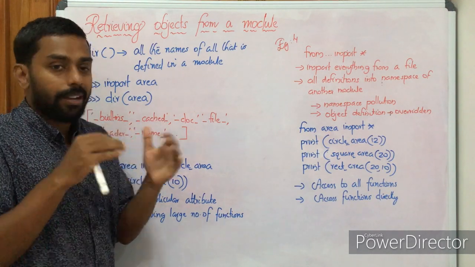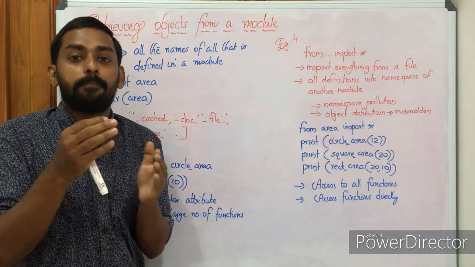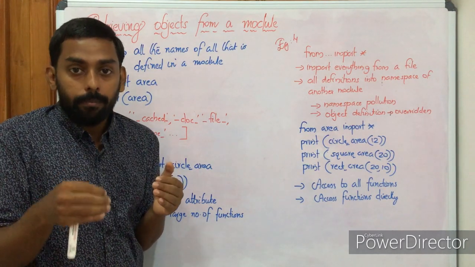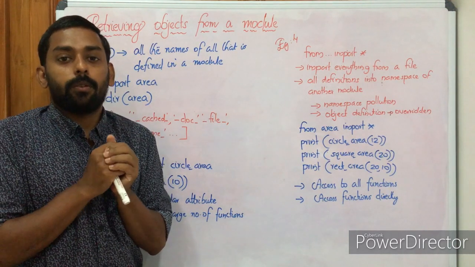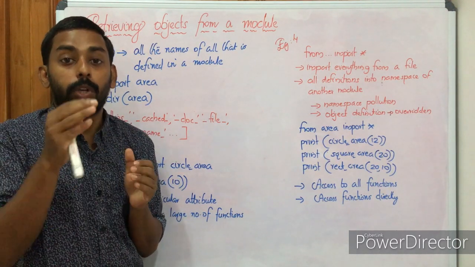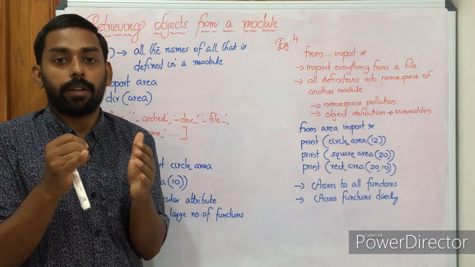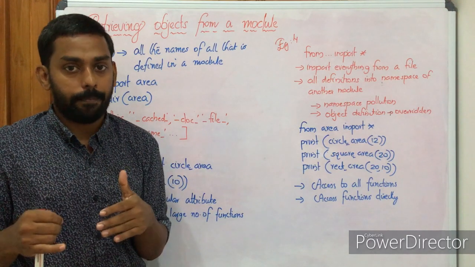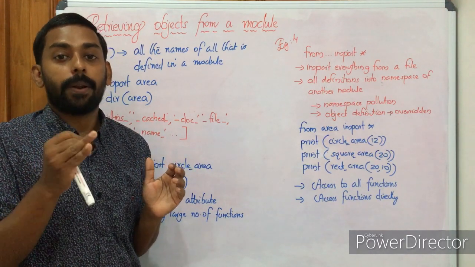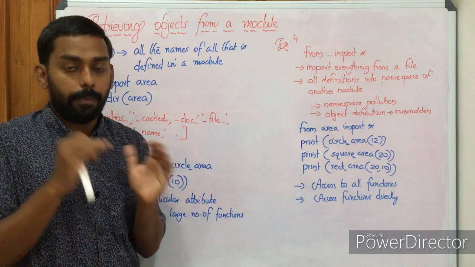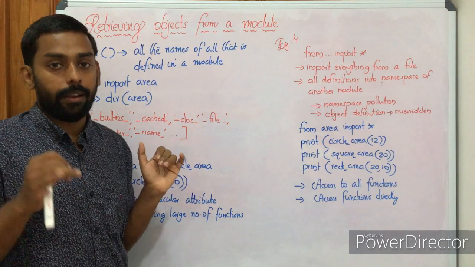So let's have a quick revision. The concept is importing Python modules into a program. There are three methods of importing modules. One is import, which imports all the attributes, all the functions from a module to the program, or to another module. The second method is from import, for example, from area import circle area.